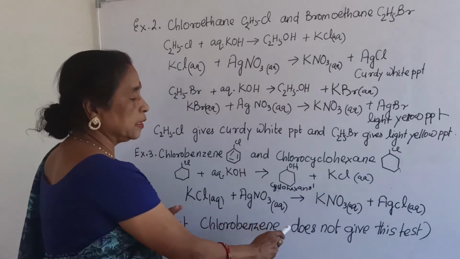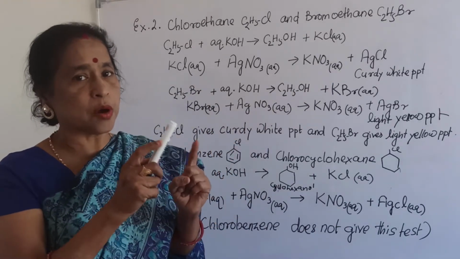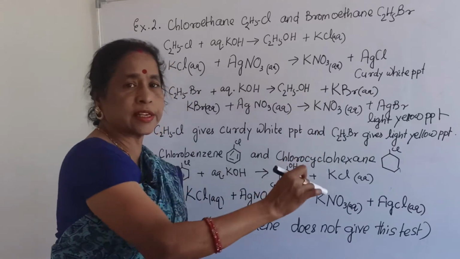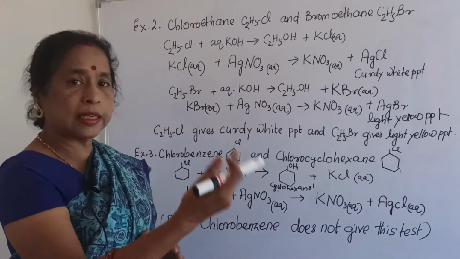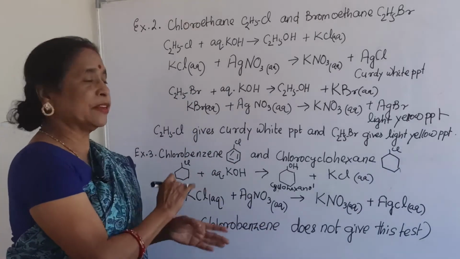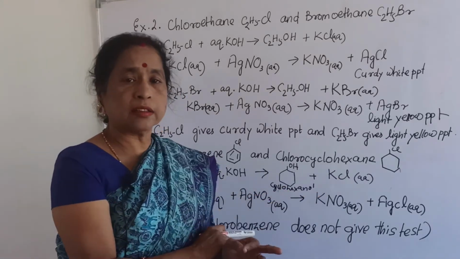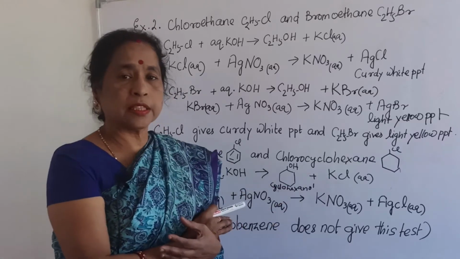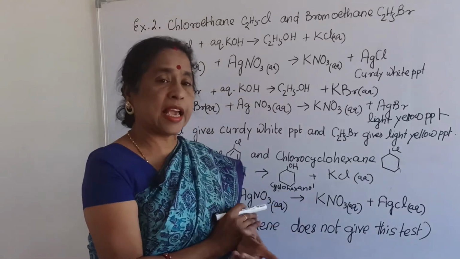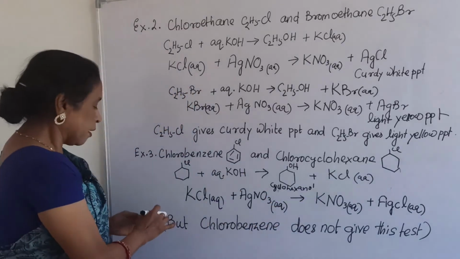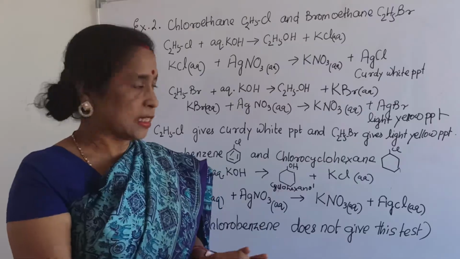Chlorobenzene does not give this test. Again see, chlorobenzene is a haloarene, whereas chlorocyclohexane is a haloalkane. That is why I told you a haloalkane will react with aqueous KOH and give alcohol and KCl. Here it gives cyclohexanol, which is an alcohol, and potassium chloride. Potassium chloride, when reacted with silver nitrate, gives KNO3 and AgCl. So you should write that chlorobenzene does not give this test.